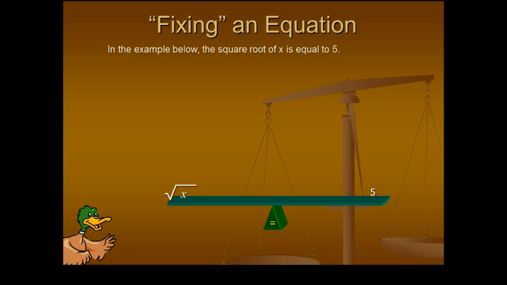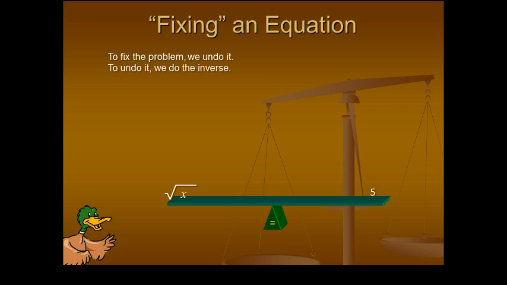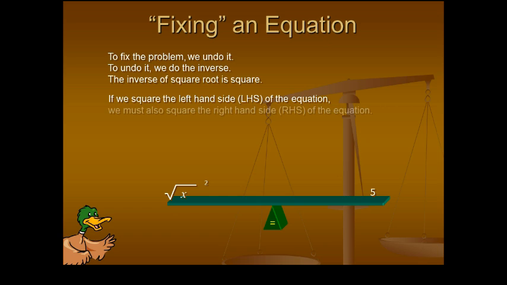In the example below, the square root of x is equal to 5. We don't want to know what the square root of x is worth, but what x is worth. To fix the problem, we undo it. To undo it, we do the inverse. The inverse of square root is square. If we square the left-hand side of the equation, we must also square the right-hand side of the equation. The square of the square root of x is x, and the square of 5 is 25, so x is 25.